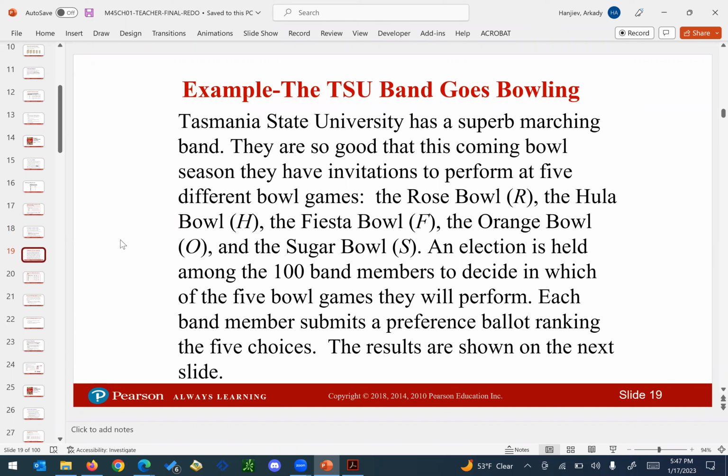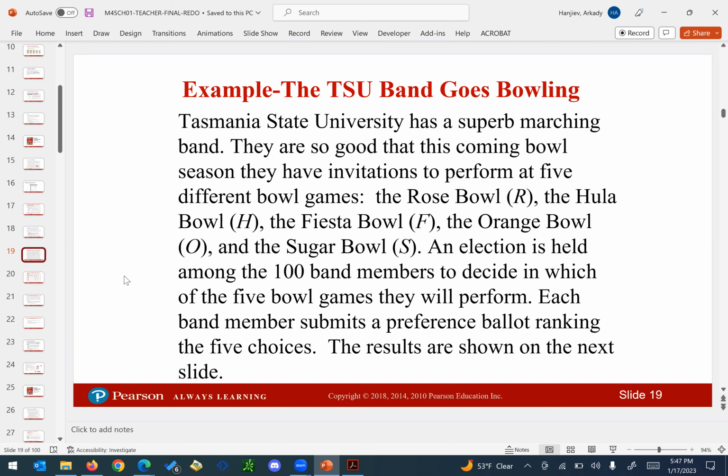All right, let's do, I think, one or two more examples here. Tasmania State University has a superb marching band. They are so good that it's coming bowl season and they have invitations to perform at 5 different bowl games. R is for the Rose Bowl, H the Hula Bowl, and the Fiesta Bowl, the Orange Bowl, and the Sugar Bowl. There it is, RAHFOS. So we have 100 band members, and they are given a decision of where they want to perform. Each band member submits a ranking of the 5 choices. So if you're a band, how would you decide which way to go?